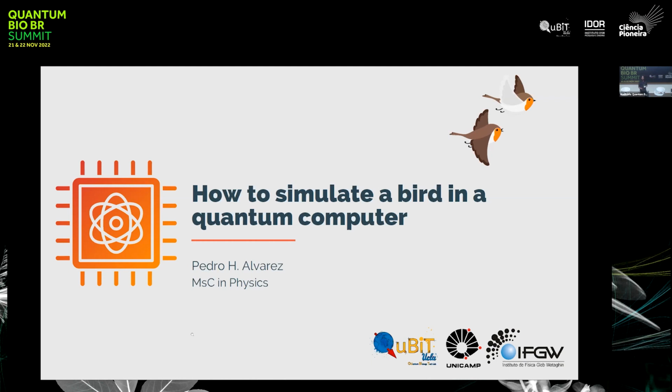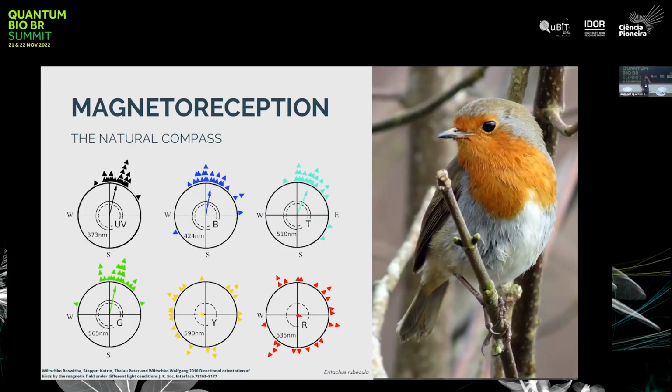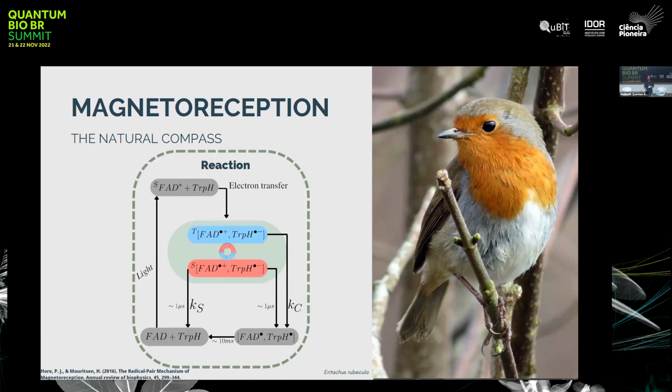Firstly, the avian magnetoreception compass is already well established. A lot of people explained it here today, and we can see pretty compelling evidence that it is in fact light dependent. So I'm not going to spend a lot of time explaining the natural compass, but one of the proposed reactions for this process is this one of flavin and tryptophan.